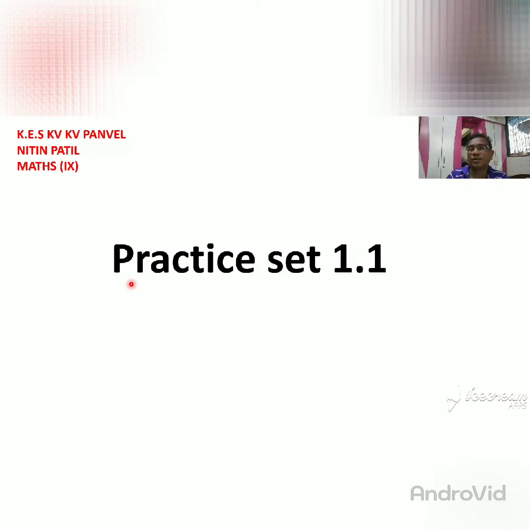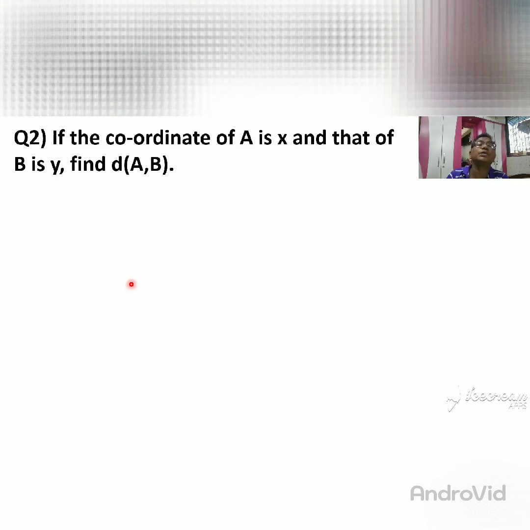Yesterday we learned practice set 1.1, but question number 1 only. The name of the chapter, as you know very well, is Basic Concepts in Geometry. So today we are going to learn practice set 1.1, question number 2. So what is question number 2 that we are going to learn? We want to learn question number 2.